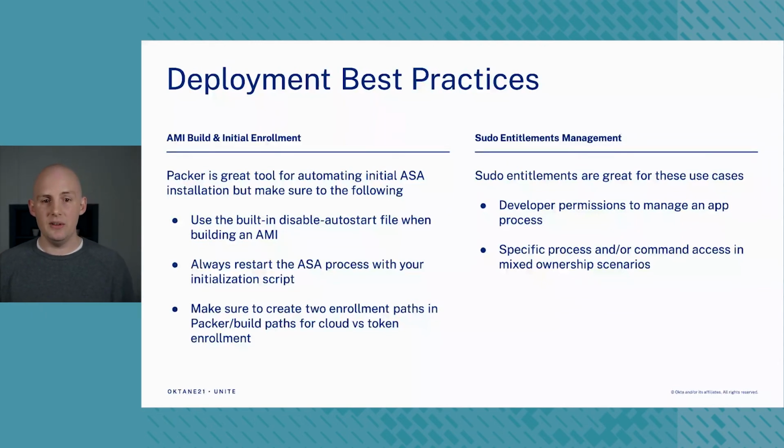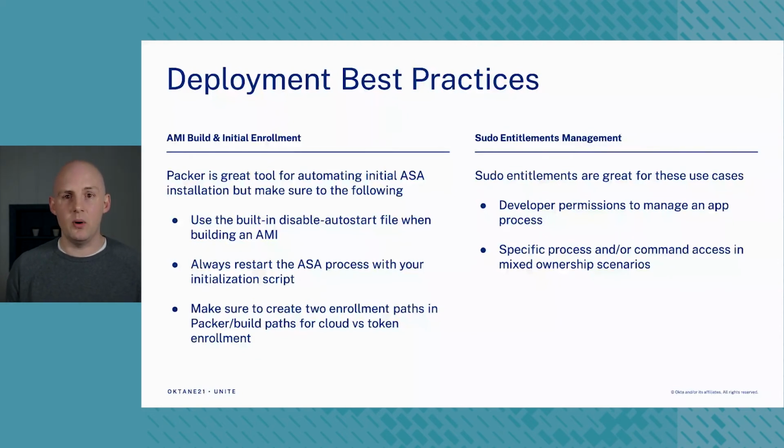The first is always use that built-in disable auto start file. Make sure that when you're building out the AMI, you're not accidentally enrolling ASA nodes in a project that doesn't need to be used yet because it's just an image. That tool just allows you to make sure that process doesn't start on initial boot and install, and makes life easier. After that, with some automated fashion, always restart the ASA process with the initialization script that you're running in auto scaling mode.